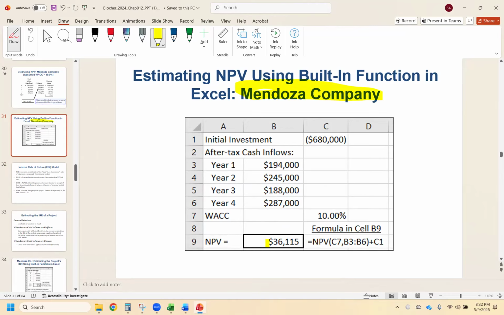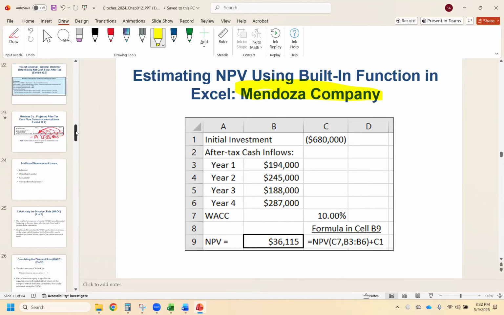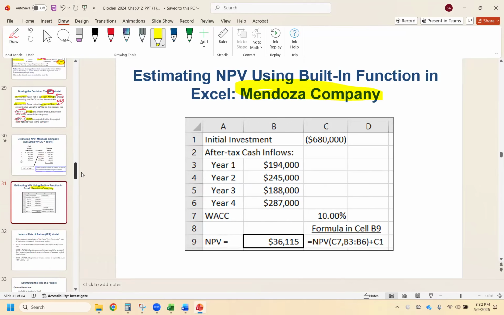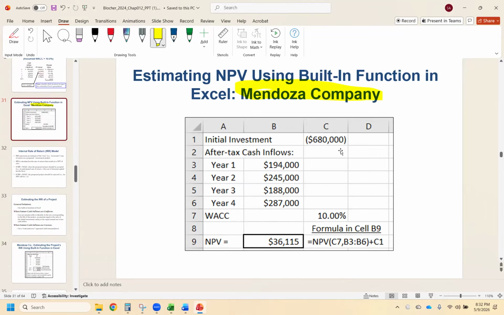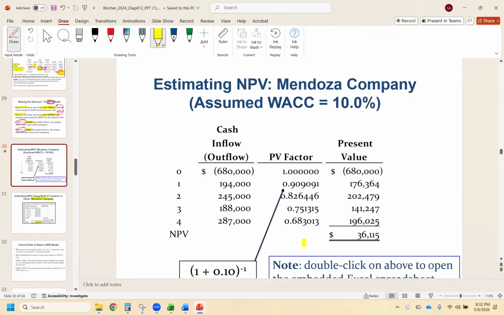And they did a net present value formula to calculate the net present value. That's not exactly how I did it. I did the present value of each one individually. I didn't do the NPV formula, but either way, we still got the same answer at the end. So we've got this net present value of 36,115, which there it is again. That's more how I did it. I did the inflow amounts and the PV factors and found the present value.